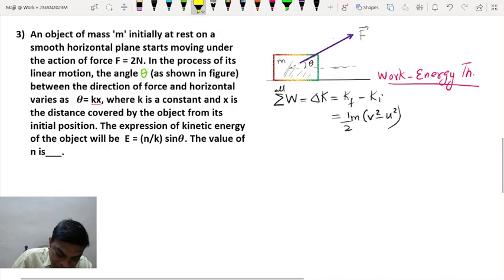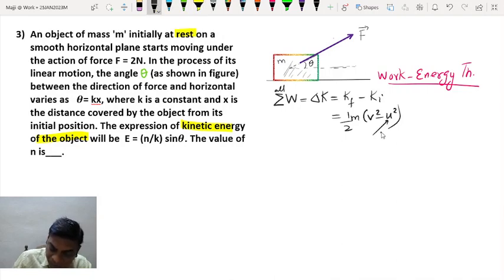So we have to find the kinetic energy of the object. Since it starts from rest, what will the initial speed be? Initial speed will be 0. So therefore we'll have only half mv square. Isn't it? So this is the kinetic energy.